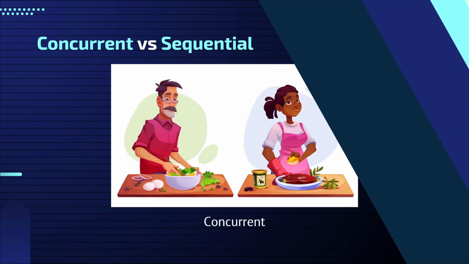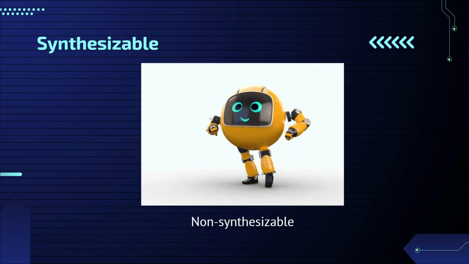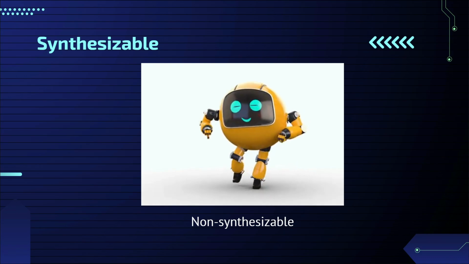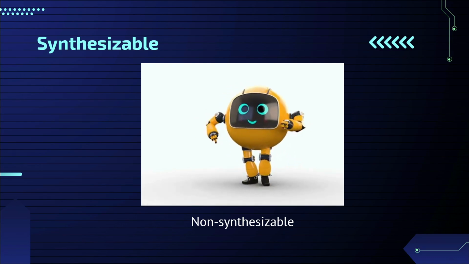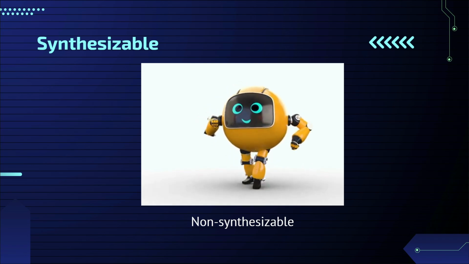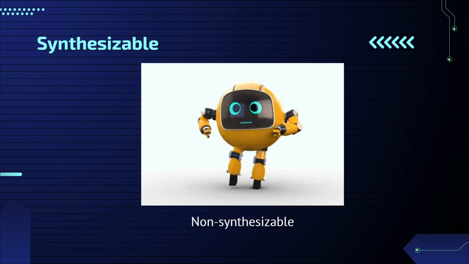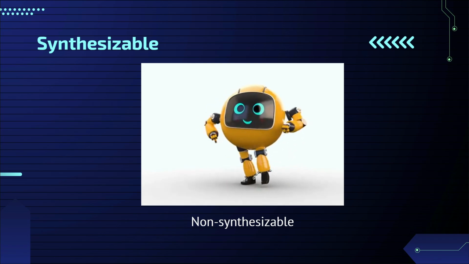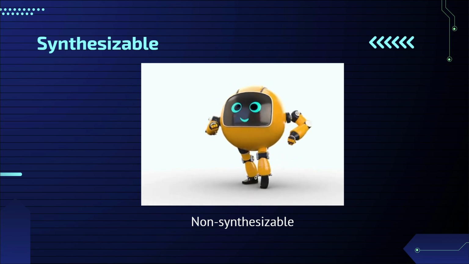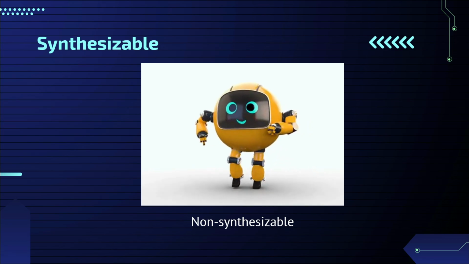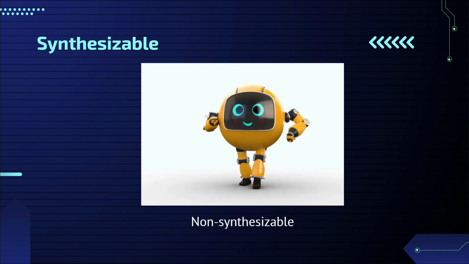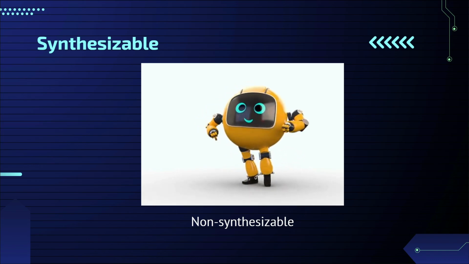Now, let's understand what synthesizable and non-synthesizable mean with a simple example. Imagine you design a robot in VHDL and program it to start dancing when it becomes happy. But wait, how does a robot know what happiness is? Happiness is an abstract idea and we cannot physically build a real chip that makes a robot dance based on emotions. This is an example of non-synthesizable code. It works in simulation but cannot be turned into real hardware.